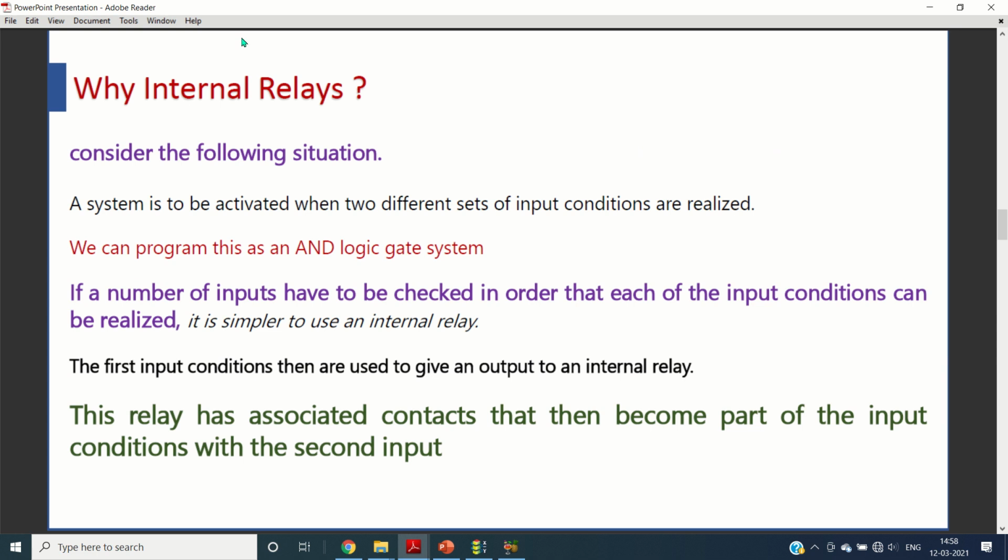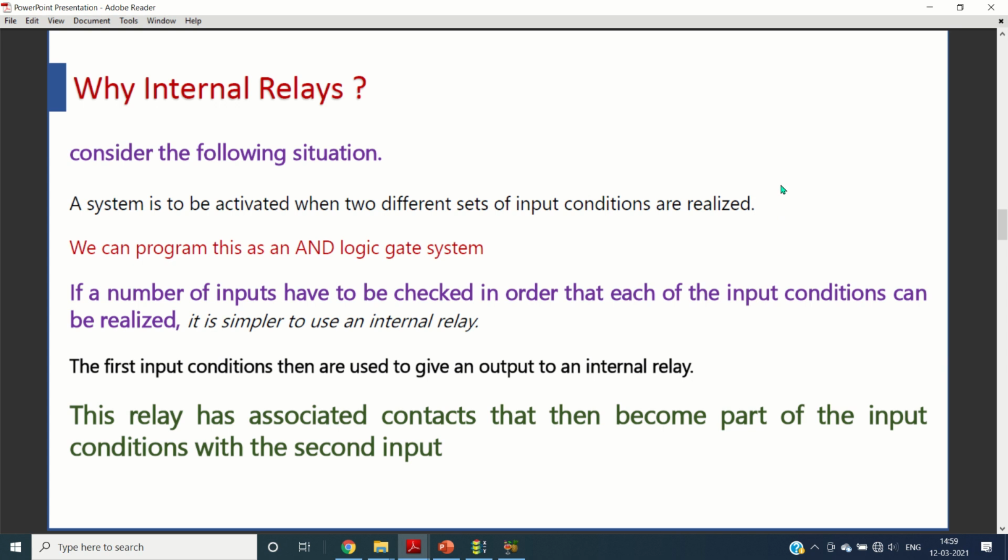Now you see that what is the basic requirement of internal relays. We are talking a lot about internal relay, but why they are required. Now for this I would like to ask you to consider a certain situation. You have got a problem where a system is to be activated when two different sets of input conditions are realized.